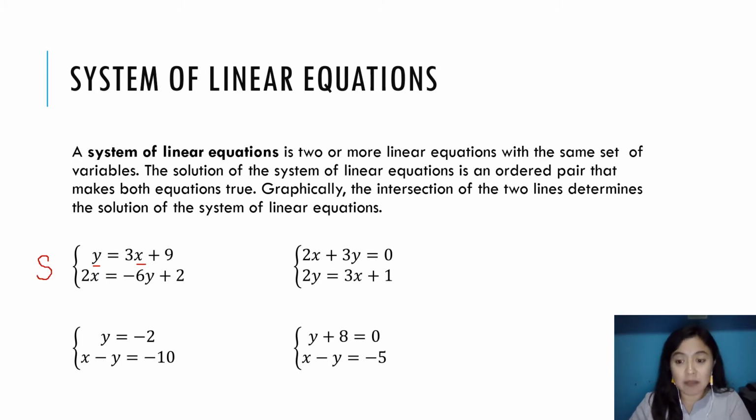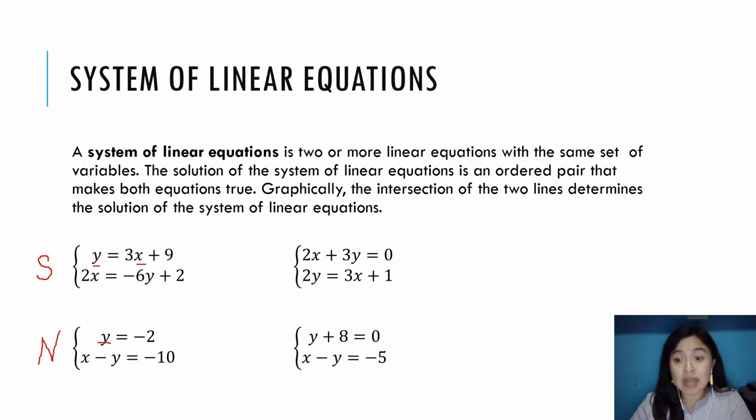Let's go to the next example. For the next example, the first equation is y is equal to negative 2. Then the second equation is x minus y is equal to negative 10. So, if you notice, the first equation has only one variable, which is y. Now, we are looking for systems of linear equations in two variables. So, this is not allowed, because it has only one variable. Although this is a system, because a system is just a group of equations, this is not a system of linear equations in two variables. Okay, so this is not.